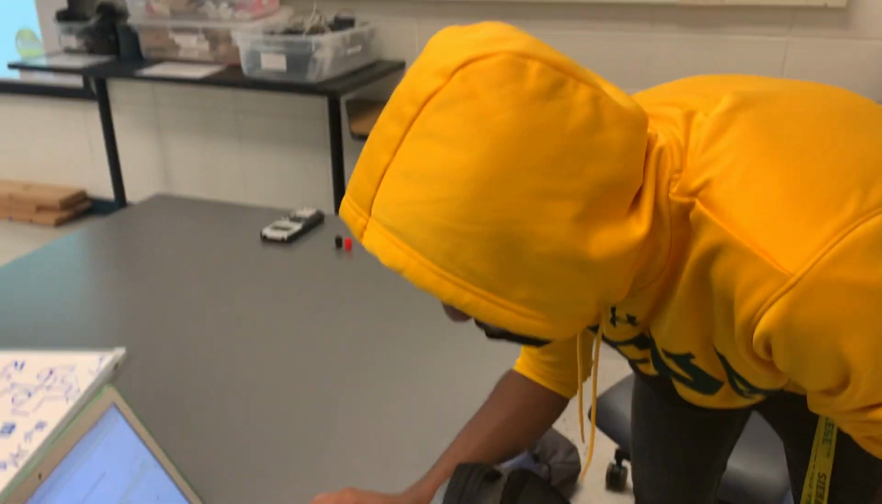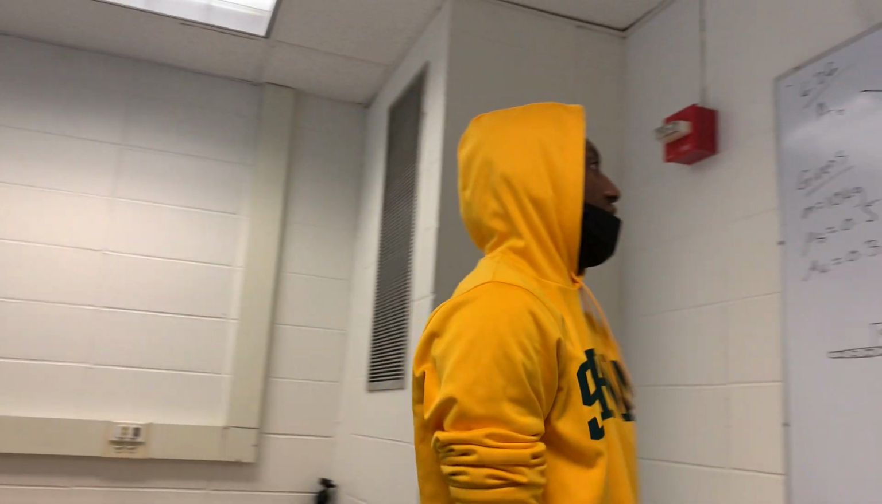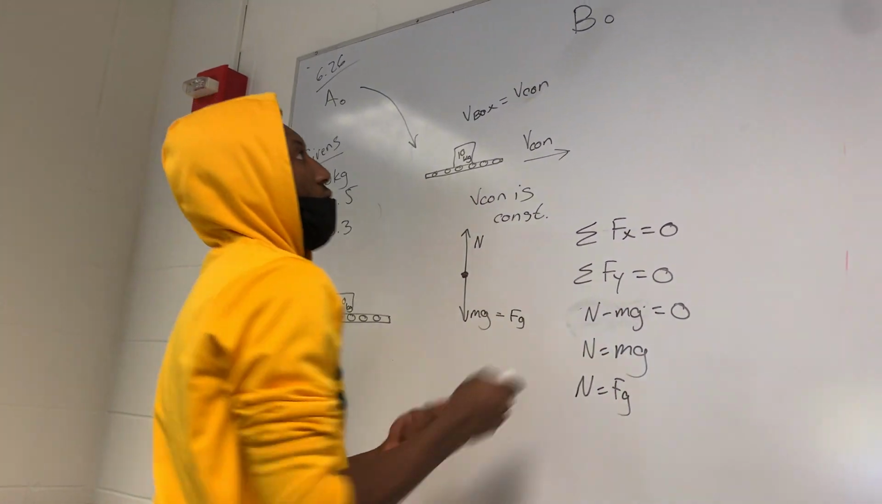That's part A. Part B says draw a free body diagram showing all the forces on the crate if the conveyor belt is speeding up. So that's basically just this.